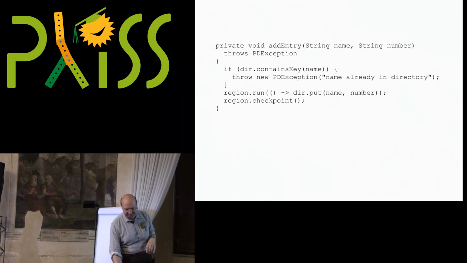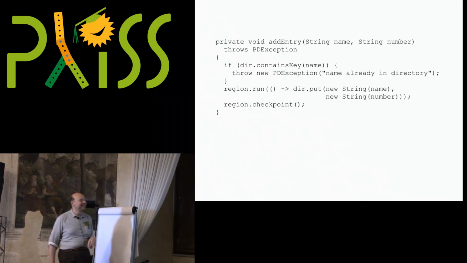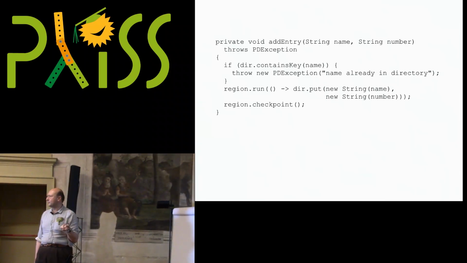Anyone see the bug? Okay, clue. The strings were in volatile memory that we passed in. We can't install references to volatile memory from persistent memory. We have to copy them.